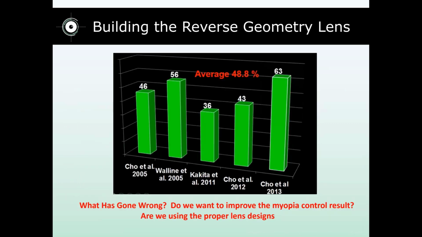Now look at this picture from Professor Caroline. The average myopia control rate is 48.8%, less than 50%. What has gone wrong? Do we want to improve the myopia control result? Are we using the proper design? We'll talk about that in the following slides.